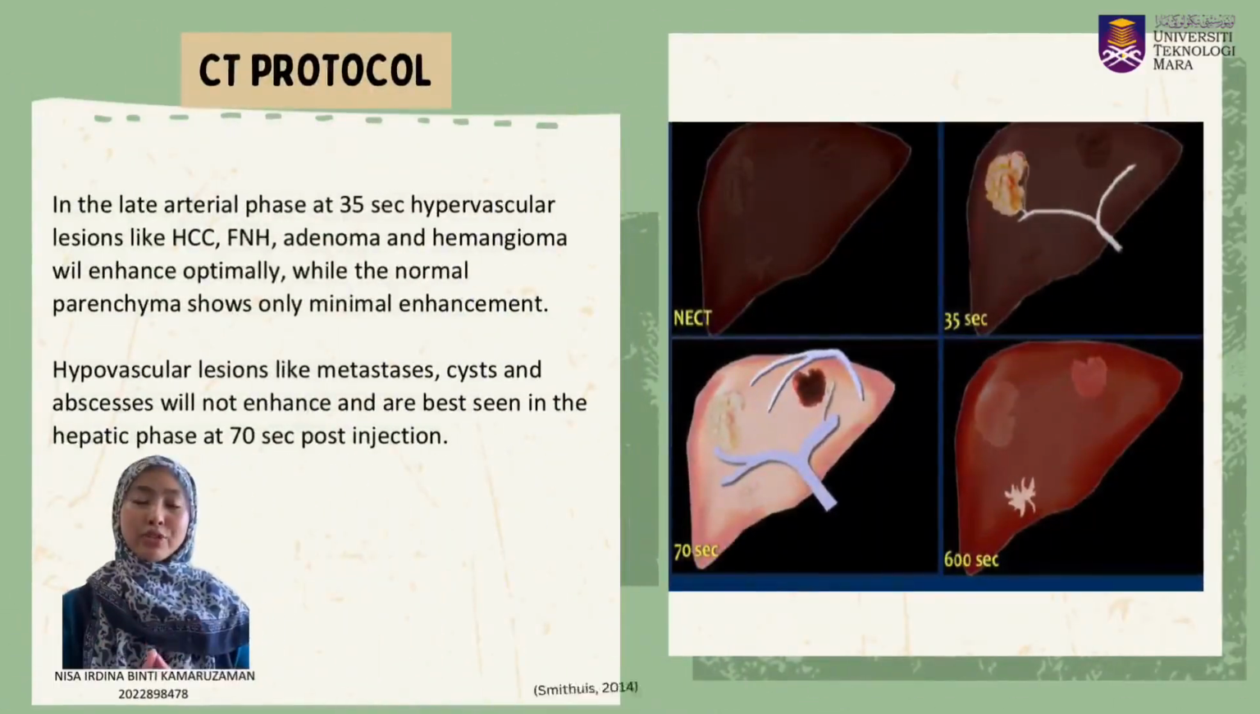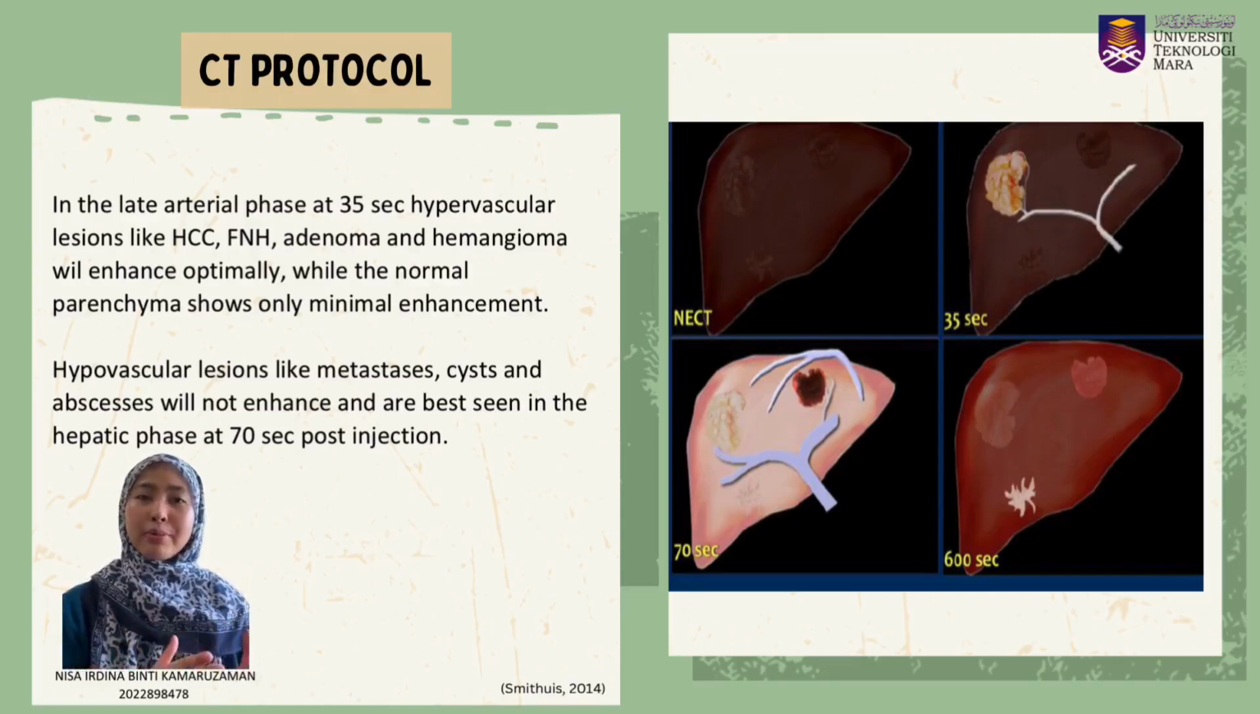For a hypervascular lesion, HCC brightens in the arterial phase. Hypovascular lesions, such as metastasis or cysts, appear darker in later phases. This sequence is very critical because timing determines the visibility of HCC. So now that we know the protocol, the next step is interpreting the images. Tasha, what are the key imaging findings for HCC?